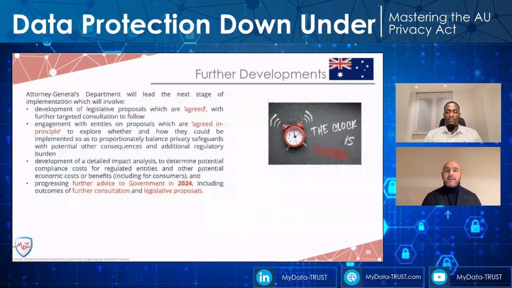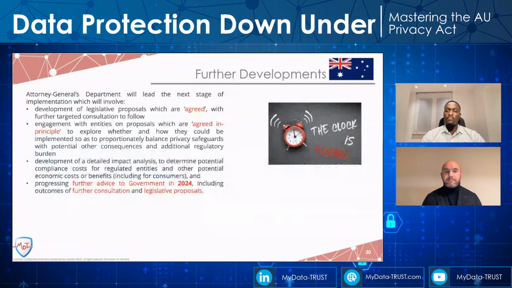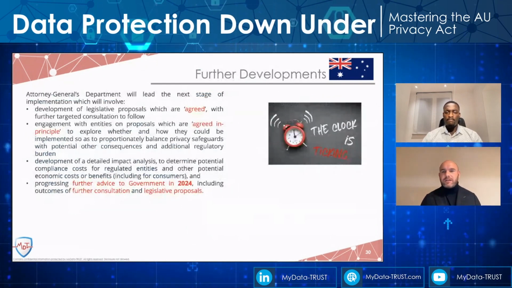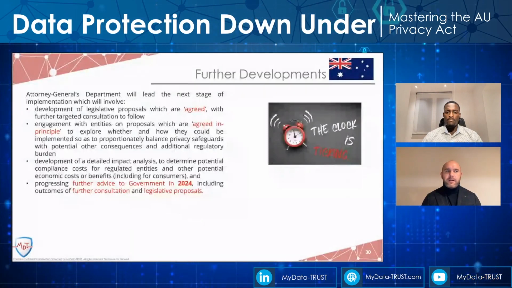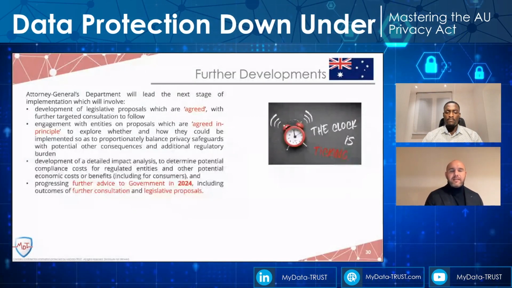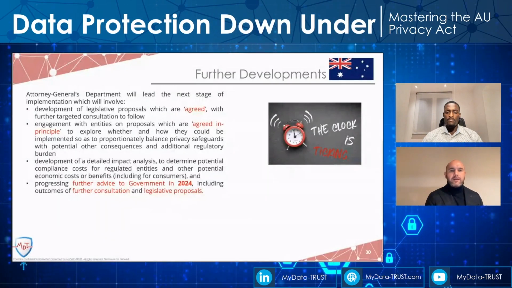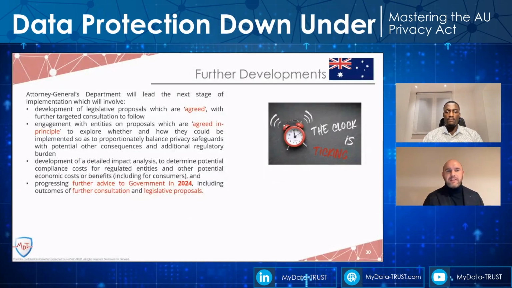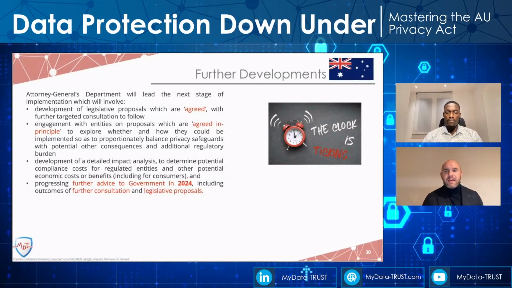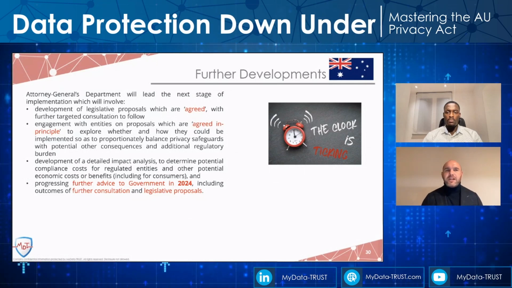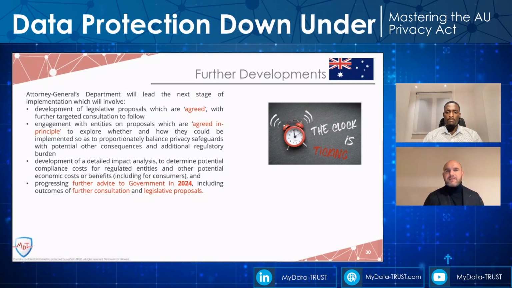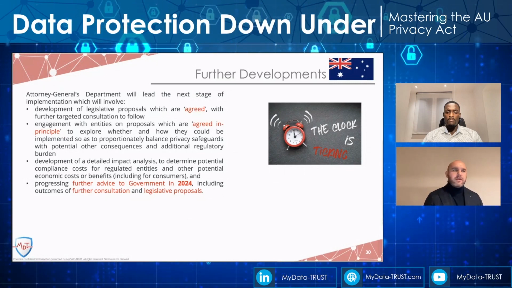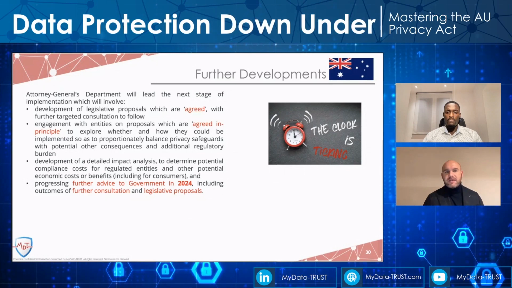So the further developments: the Attorney General's office is back in place. The ball has been returned to the court of the Attorney General's office. The agreed proposals are now going to be drafted as legislation, so the actual articles in the Privacy Act are going to be drafted for the enactment or modification of the current Privacy Act. For the agreed with in principle, the Attorney General's office is going to explore and inspect the practicality of bringing these agreed changes into legislation, but in such a way that it's not going to be severely detrimental to companies carrying out business in Australia.